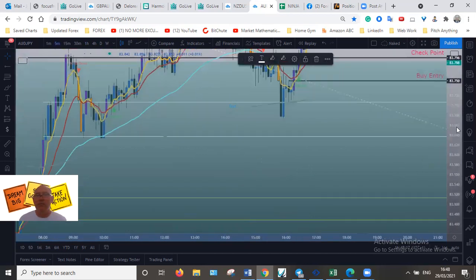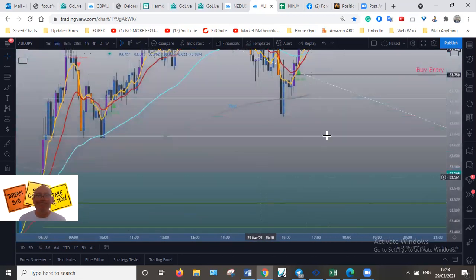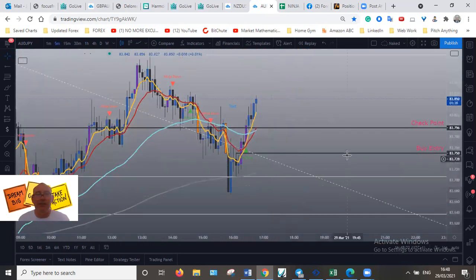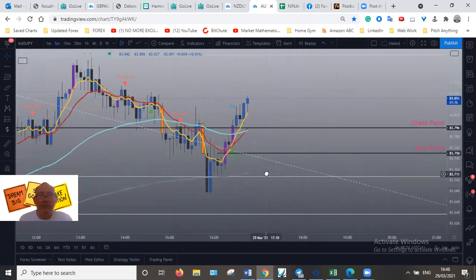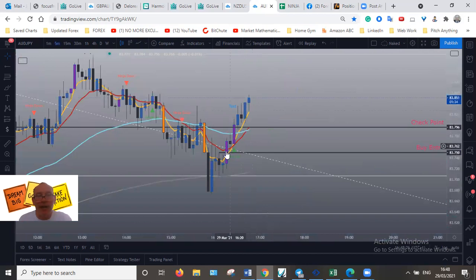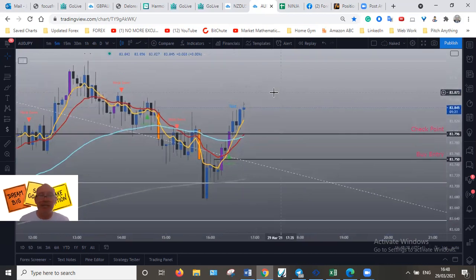Here we go. Come on. There you go. So the yellow is a 5. This one is a 13. And as long as the 5, the yellow there, stays above this red line, I'm just going to stay in the trade. This is more of a scalping strategy now.